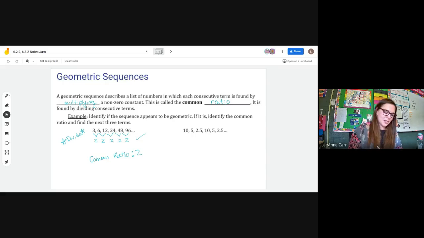Does somebody have the next 3 numbers after 96? And if you need to use a calculator, there's no shame. We're dealing with bigger numbers this time. Our next 3 numbers in this list after 96. Let's see if you guys can figure them out.